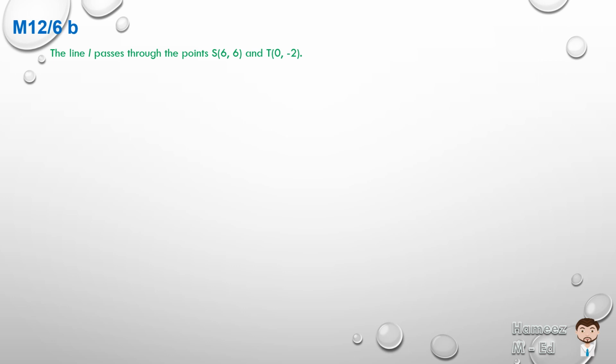May 2011, number 6b. The line L passes through the points S, which is at 6, 6, and T at 0, minus 2. So let's make a little sketch, even though they didn't give us one, for the x and y axis. You could do this freehand, that's fine. And S is 6, 6, so that's somewhere in the first quadrant up on your right. And T is 0, minus 2. The x value is 0, and the y value is minus 2. So that means it's cutting the axis at minus 2.